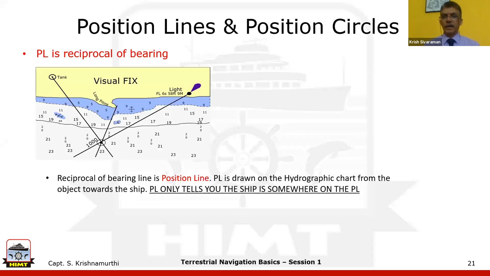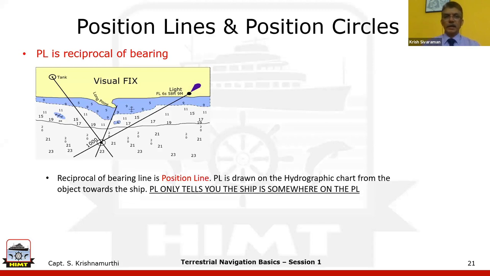So suppose the bearing of a particular lighthouse is 040. The position line drawn from the lighthouse will be in what direction? 220. So we add 180 degrees. Excellent.